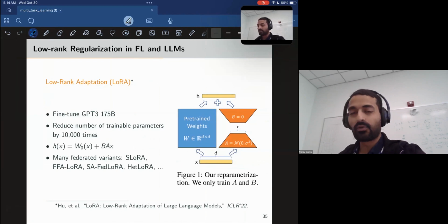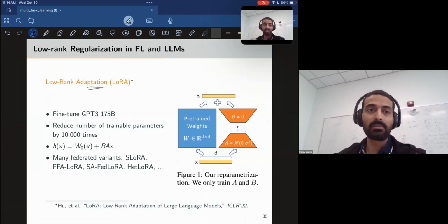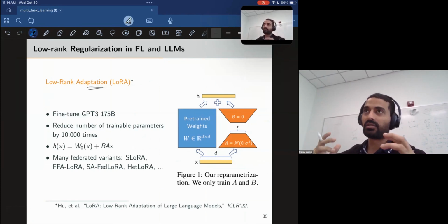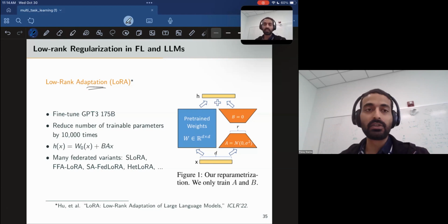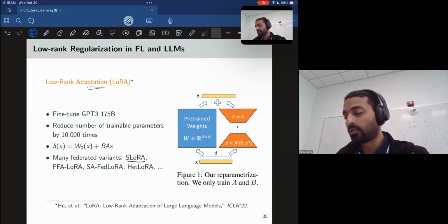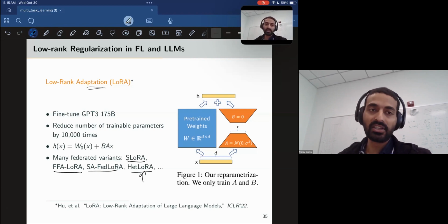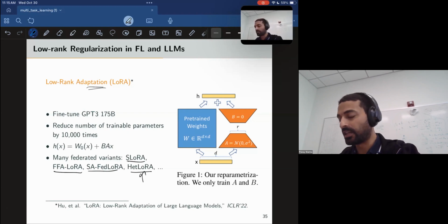Since it was proposed, there have been several federated variants. LoRA was on a single machine, but currently people are trying to democratize LLMs, like move them onto the machines so that individual users can use them. So several federated variants have been tried, something called sparse LoRA or SLoRA, something called FFA LoRA or SA Fed LoRA or heterogeneous LoRA. HetLoRA was actually a paper by Yeji in, I think, some workshop in the previous NeurIPS. So yeah, several ideas have come up subsequently.